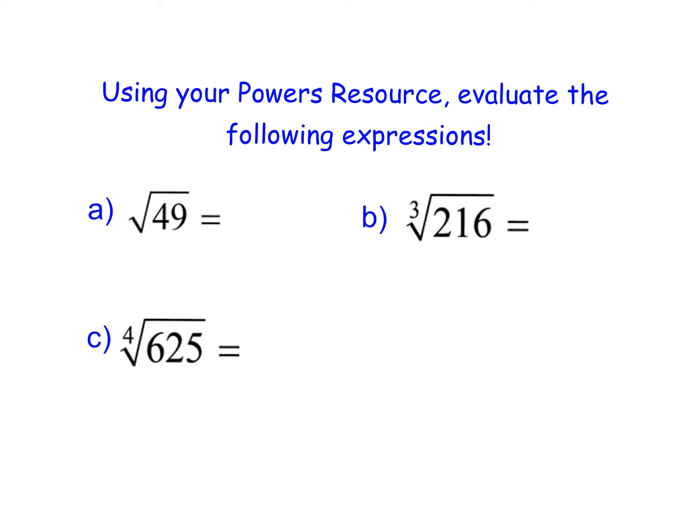So now we're going to use our powers resource to evaluate the following expressions that contain roots. If we look here, we see that we have a square root. And remember, there's really an imaginary 2 there. So it's asking us what number squared gives us 49. If you look down the squared column in your powers resource, you will find that 7 squared gives us 49. So the square root of 49 is 7.